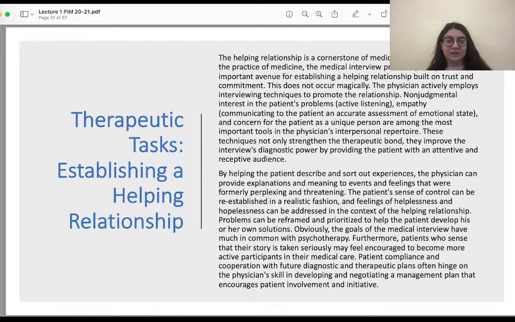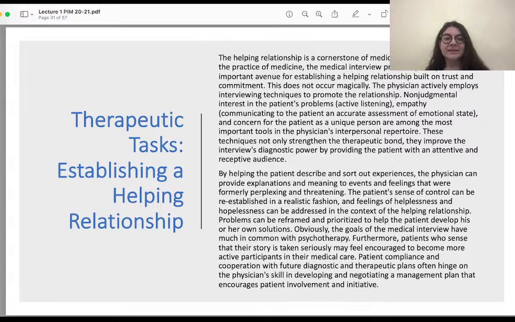What about therapeutic tasks? Beyond gathering consent and medical history, the medical interview is an important avenue to establish a helping relationship built on trust and commitment. This does not occur magically. The physician actively employs interviewing techniques to promote the relationship. Non-judgmental interest in the patient's problems, active listening, empathy communicated to the patient, accurate assessment of emotional state, and concern for the patient as a unique person are among the most important tools of the physician's interpersonal repertoire.